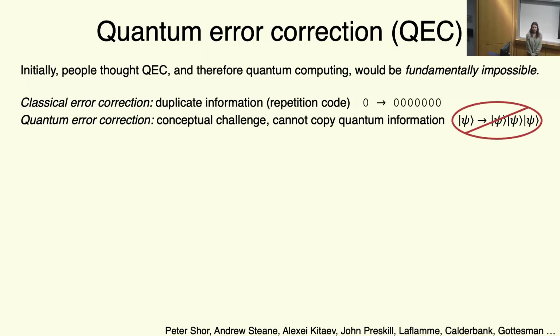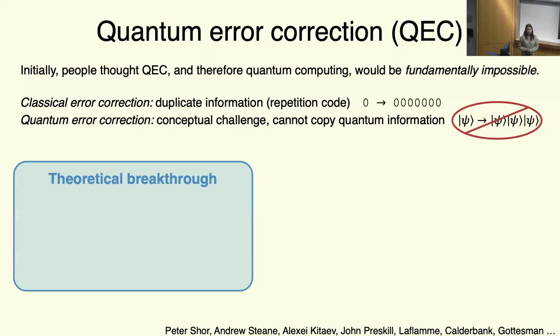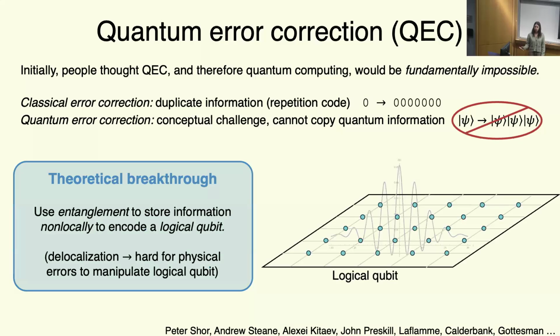In the quantum setting, we already have a pretty fundamental roadblock if we try to do this, which is the so-called no-cloning theorem that says you can't copy quantum information. And so it was really a theoretical breakthrough that allowed us to get around this limitation and protect quantum information. The basic idea is that we are going to encode a protected logical qubit in many physical qubits by using entanglement to delocalize this logical information that we're trying to protect, in order to make it very hard for local physical errors to manipulate our state.